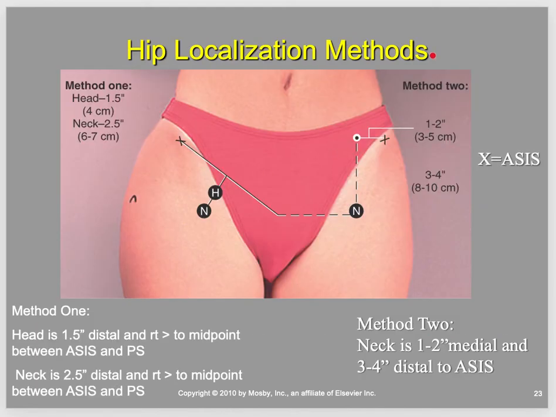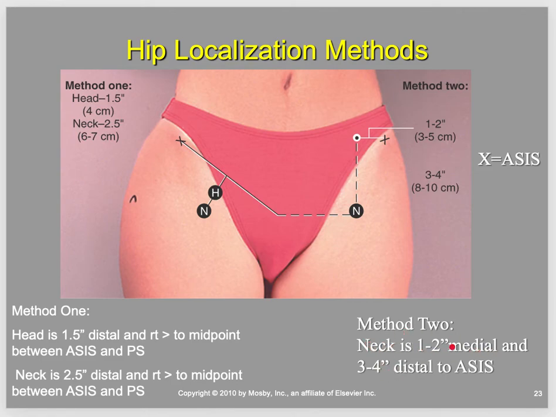So here's some hip localization methods. So it's methods just to use as far as understanding how many inches away that you are. So X is your ASIS. So your ASIS is right here. Okay. So 3 to 4 inches down is the neck, and then medial 1 to 2 inches.